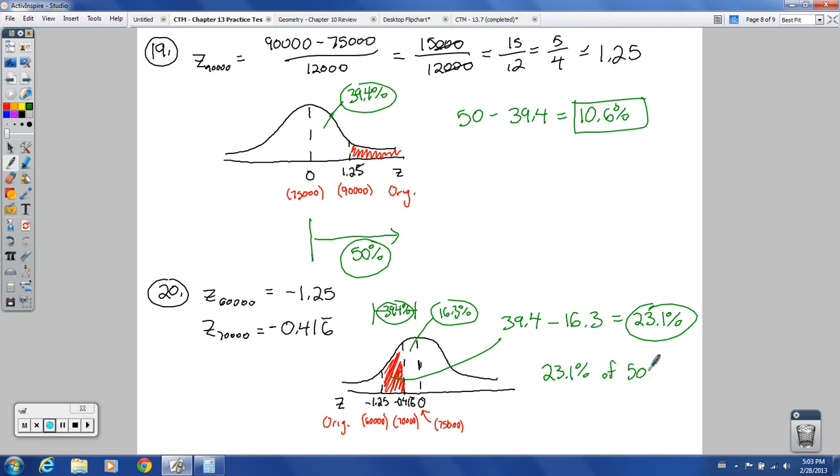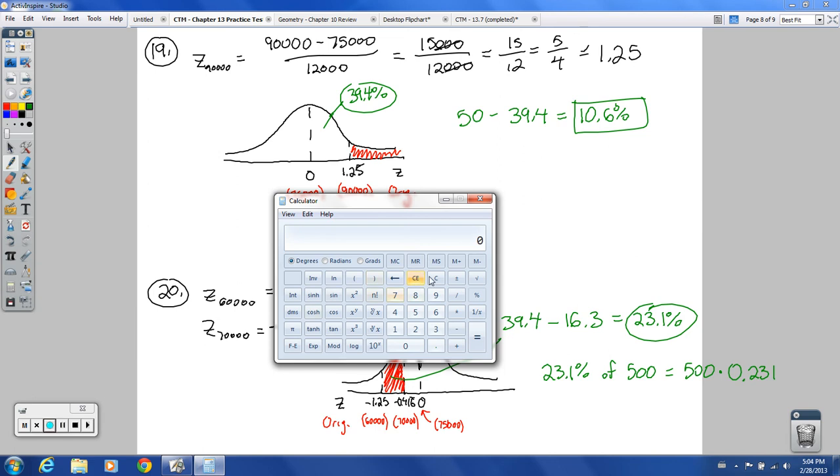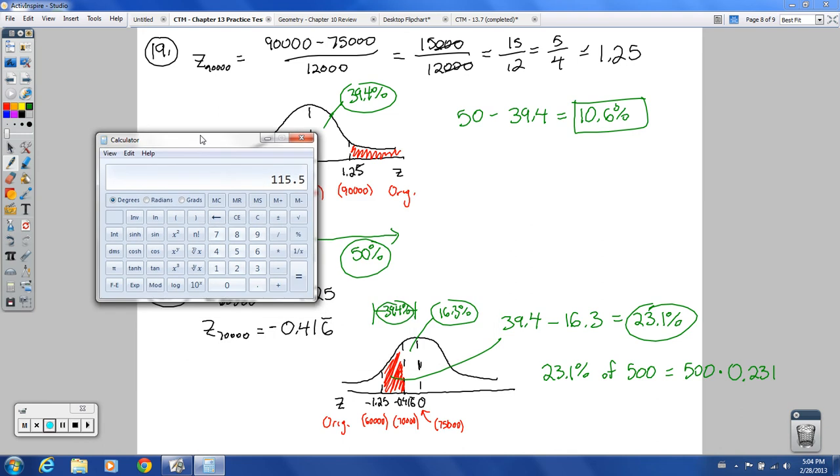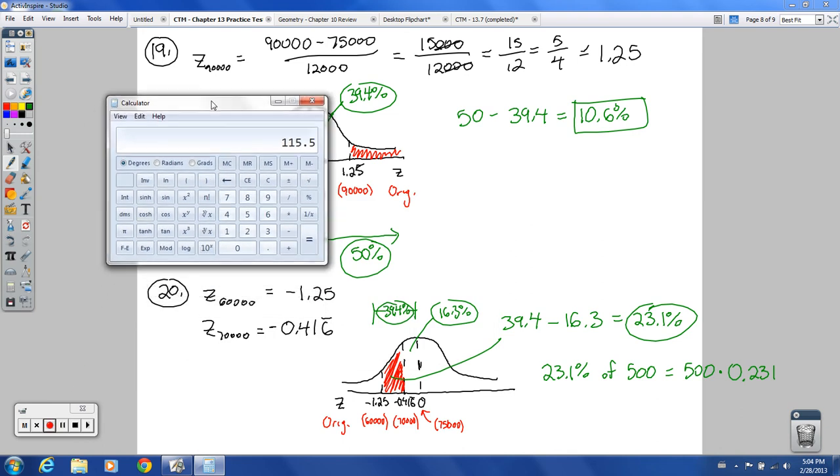And so now we're taking what is 23.1% of 500. That's the same thing as 500 times 0.231. We put that into a calculator. Let's see what we get. 500 times 0.231, and we get that. Did I do that right? That is our answer. I may have done something wrong here. Let me check my work.